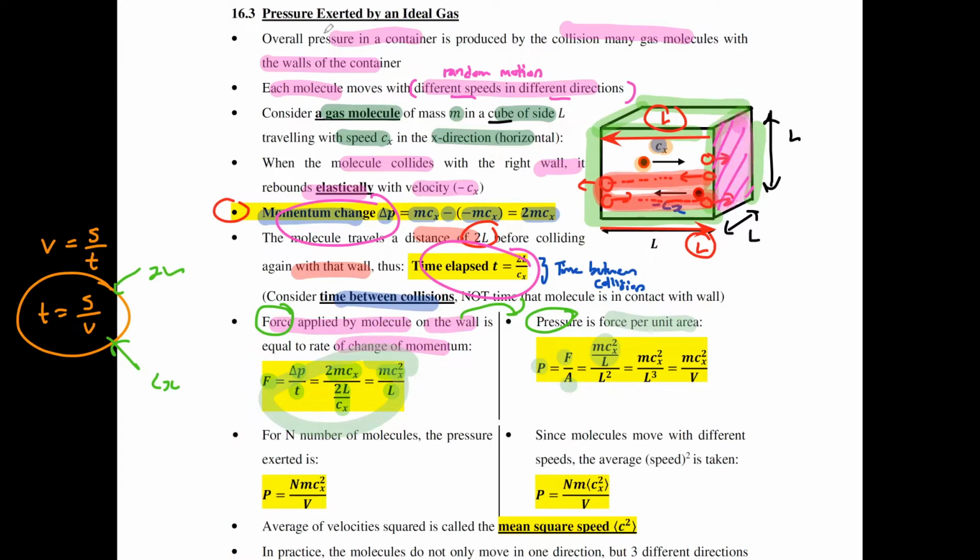And this one is actually 2L. Okay? Sorry, not 2L. L squared, because it's L times L. And this is your area. So pressure is force over area, which is mcx squared over L divided by L squared itself. You're eventually going to get mcx squared over L cubed. Now, L cubed will actually be your volume. So you get the equation as mcx squared over V. Okay, so this is one step. Now you go to another step.